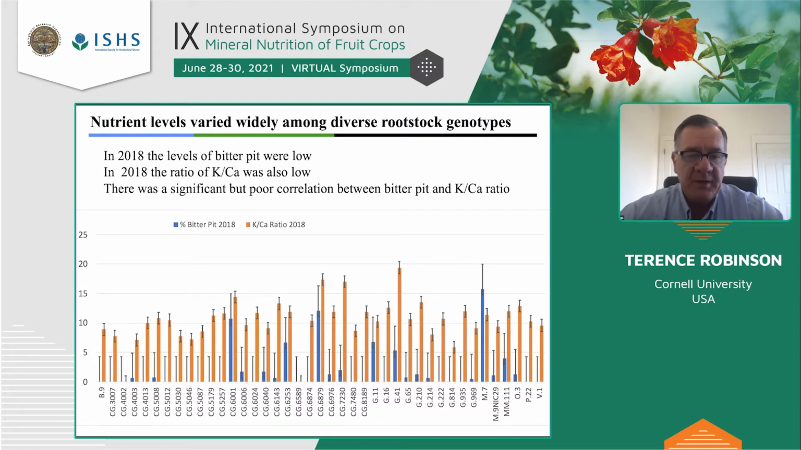But when we plotted the data for all rootstocks against potassium to calcium ratio, the correlation was relatively poor, accounting for only 8% of the variation. The R-square was only 8%. This is a little bit in contrast with data from other years and data we will see in other presentations in this symposium. It probably could relate to the fact that this particular experiment was run in a cool climate, and bitter pit generally is less in cooler climates.